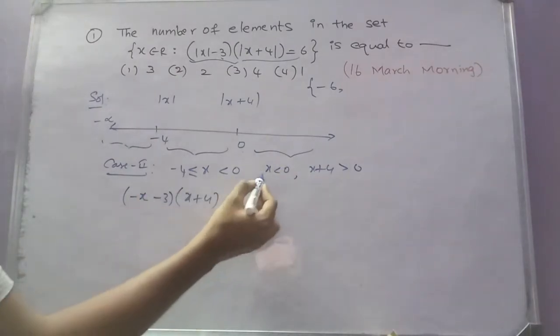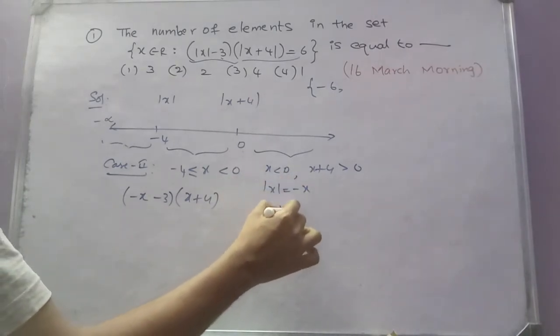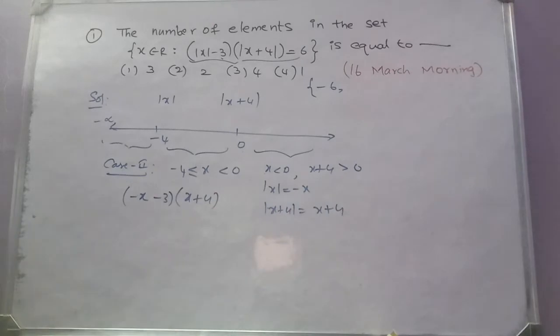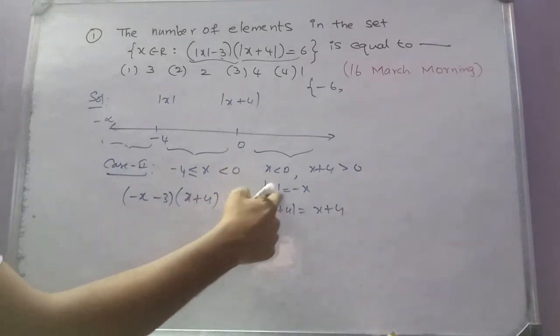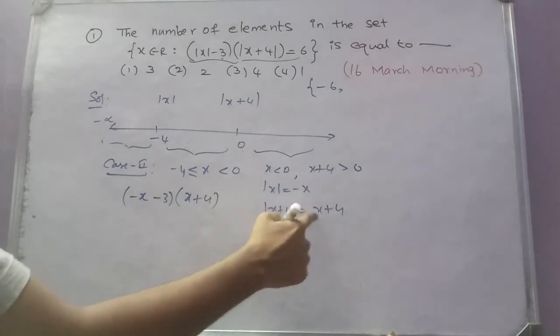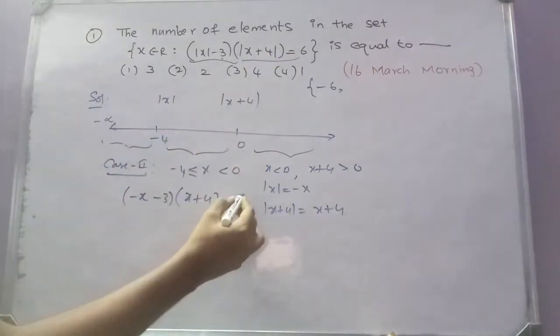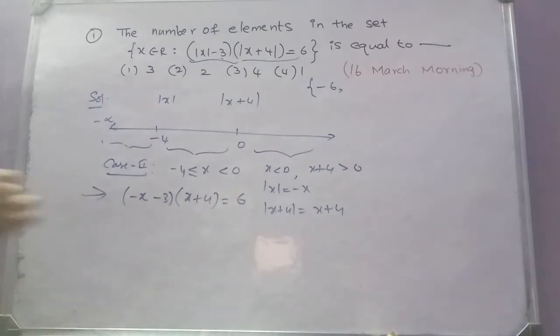So understand that if x is negative, then mod x is equal to -x and mod of x plus 4 is equal to x plus 4 only. Since x is negative, if I remove modulus, I have to change the sign. And here, since x plus 4 is positive, if I remove modulus, no need to change the sign. So that is why you will get this. It is equal to 6. If you understand this one particular step, then the entire solution is easy.